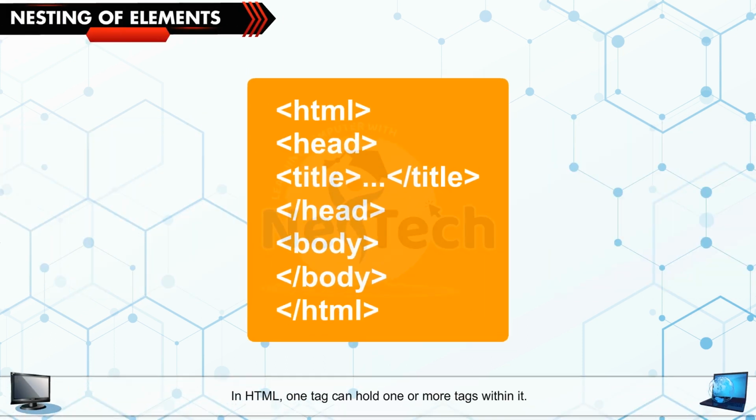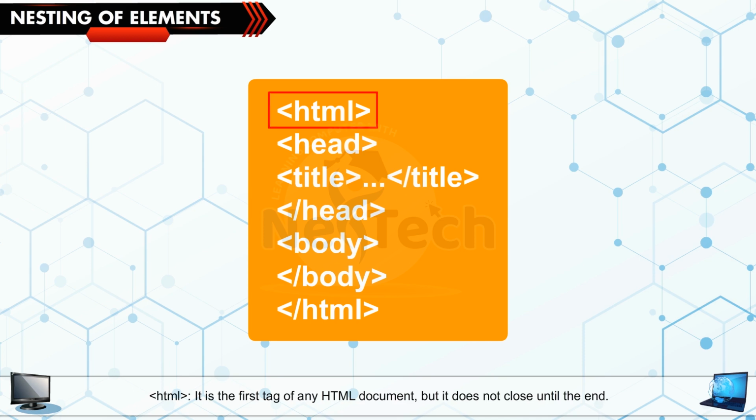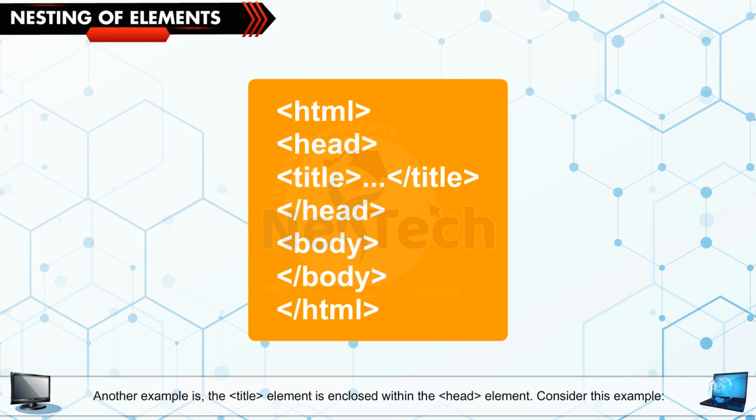Nesting of elements. In HTML, one tag can hold one or more tags within it. This means you can use a new tag without even closing the previous one. This is called nesting of elements or nesting tags. For example, the HTML tag is the first tag of any HTML document, but it does not close until the end. Within the opening HTML and closing HTML tags, many tags are used. Another example is the title element, which is enclosed within the head element.